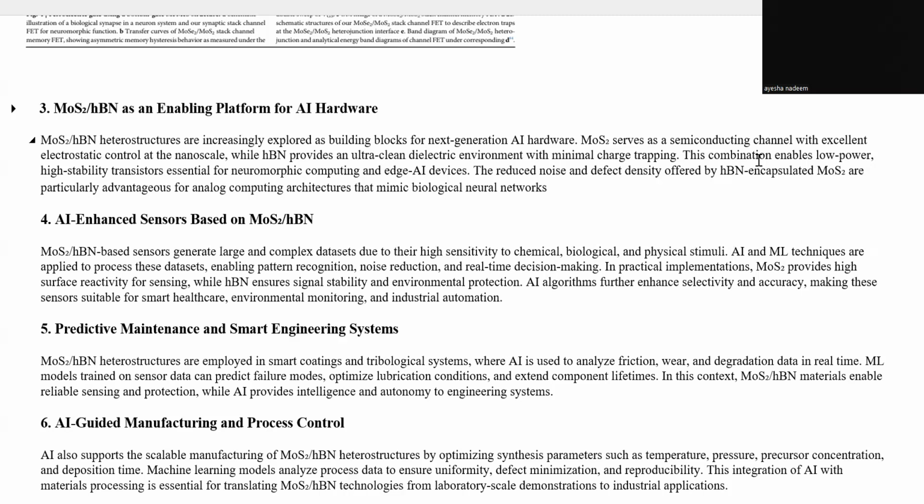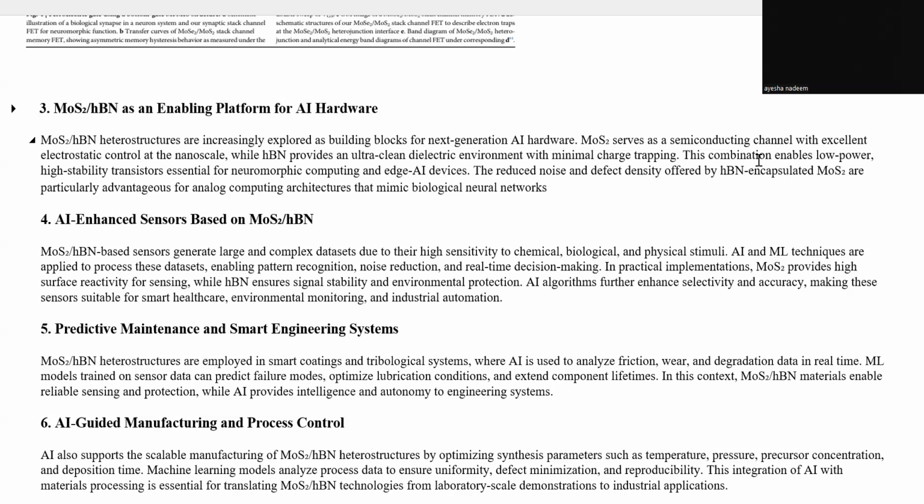The reduced noise and defect density offered by hBN encapsulation of molybdenum disulfide are particularly advantageous for analog computing architectures that mimic biological neural networks. The fourth one is the AI enhanced sensors based on molybdenum disulfide and hexagonal boron nitride. Molybdenum disulfide and hexagonal boron nitride based sensors generate large and complex datasets due to their high sensitivity to chemical, biological, and physical stimuli.